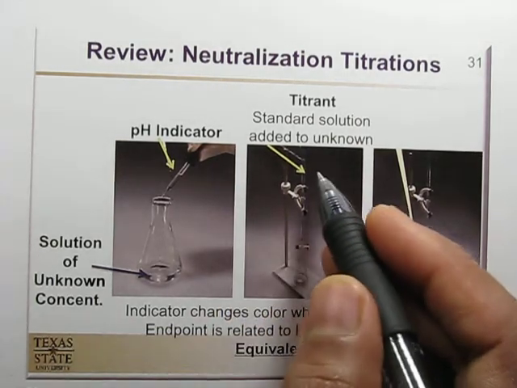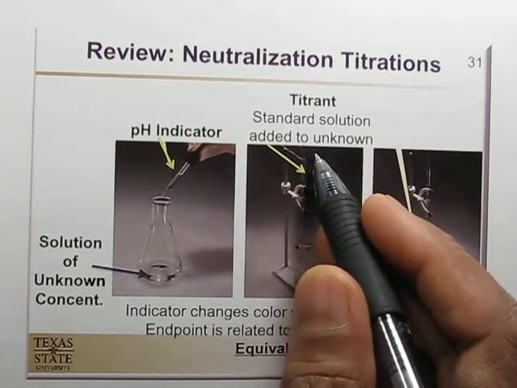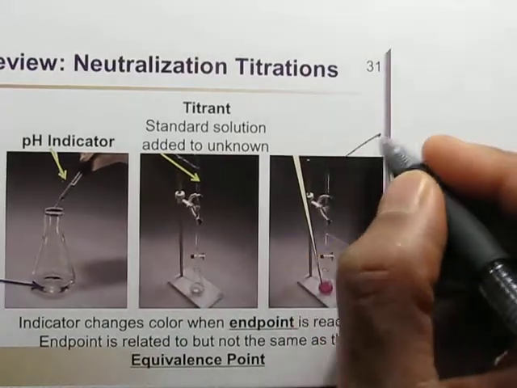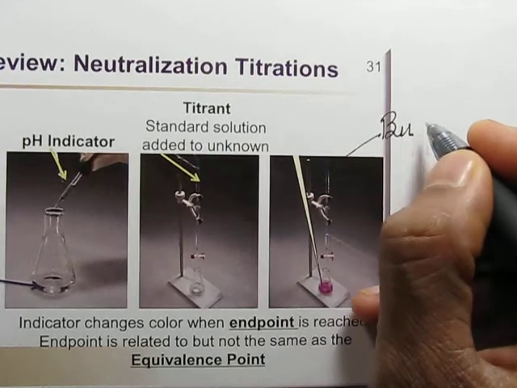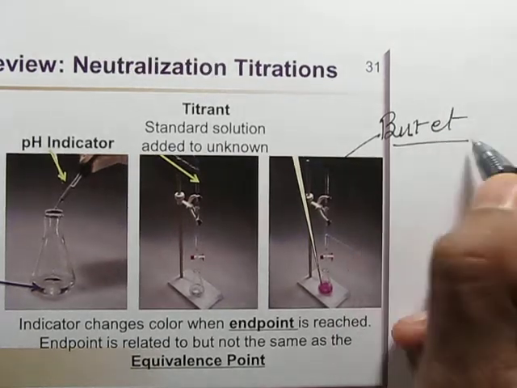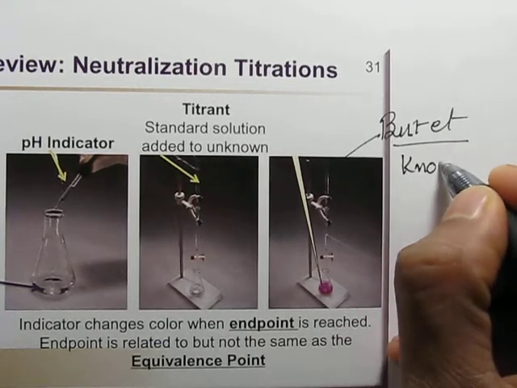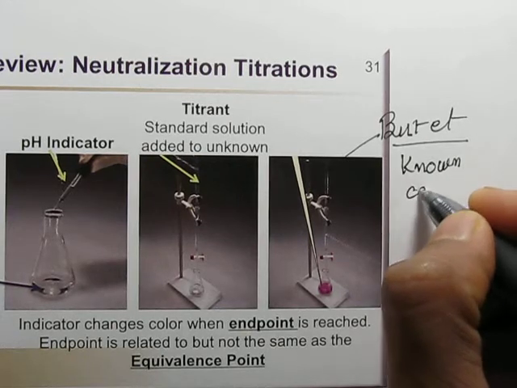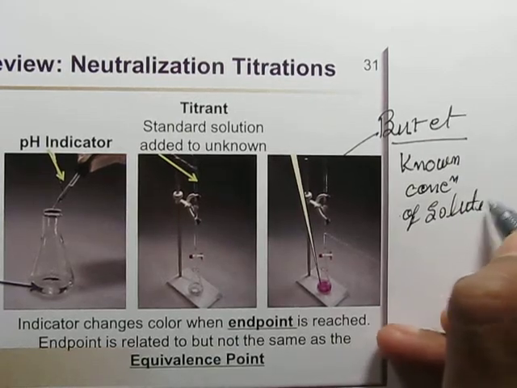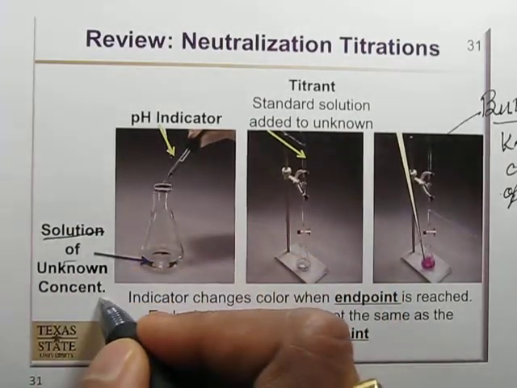And here usually we fill a known concentration of standard solution, added to the unknown solution. In the burette, this is the burette, we fill a known concentration of solution, and in the flask we have a solution of unknown concentration.